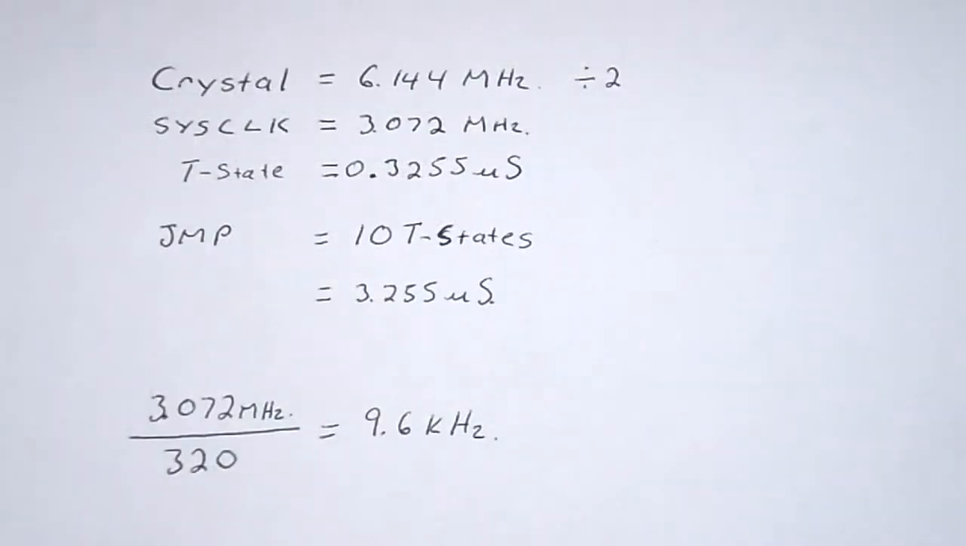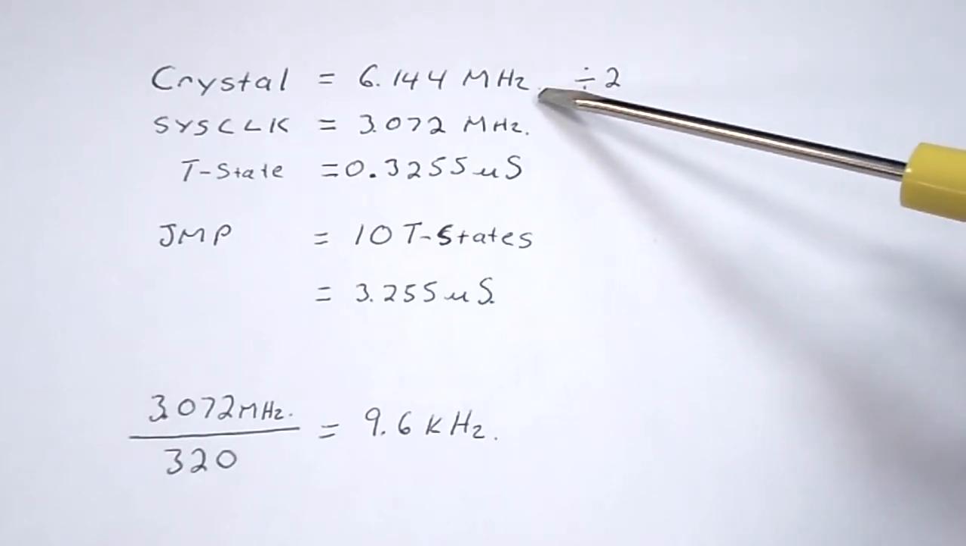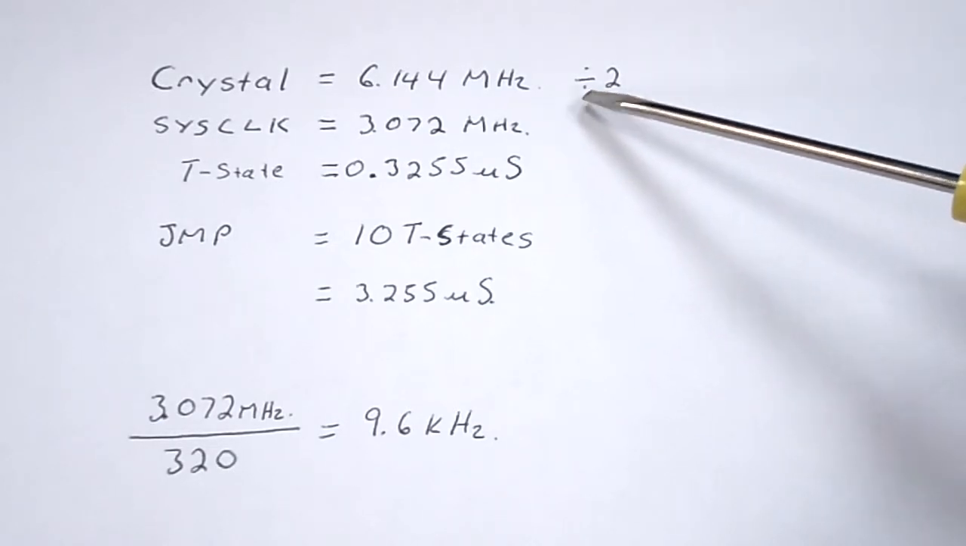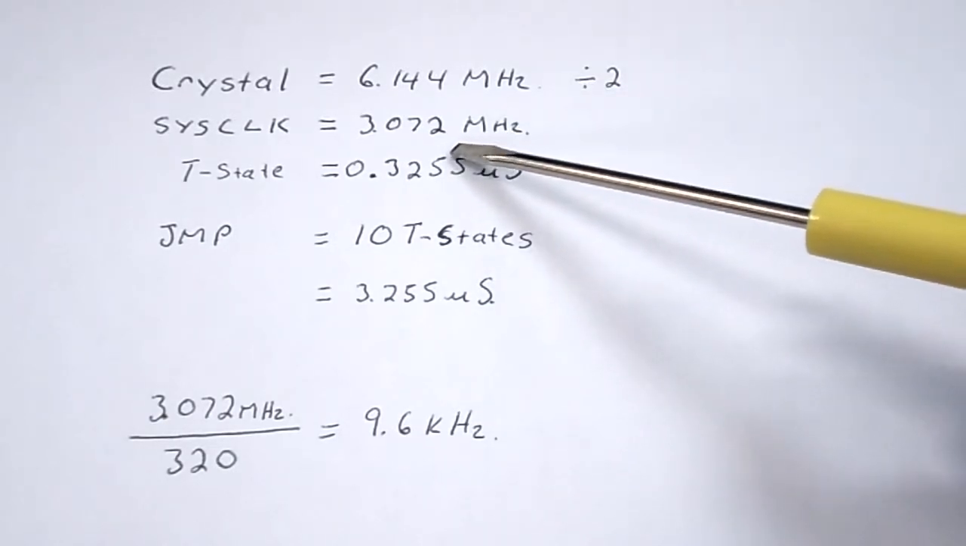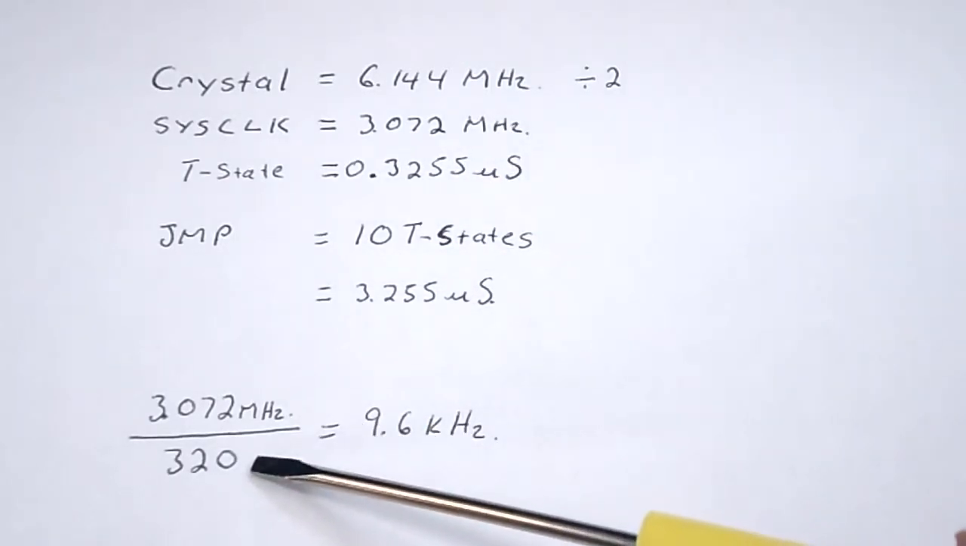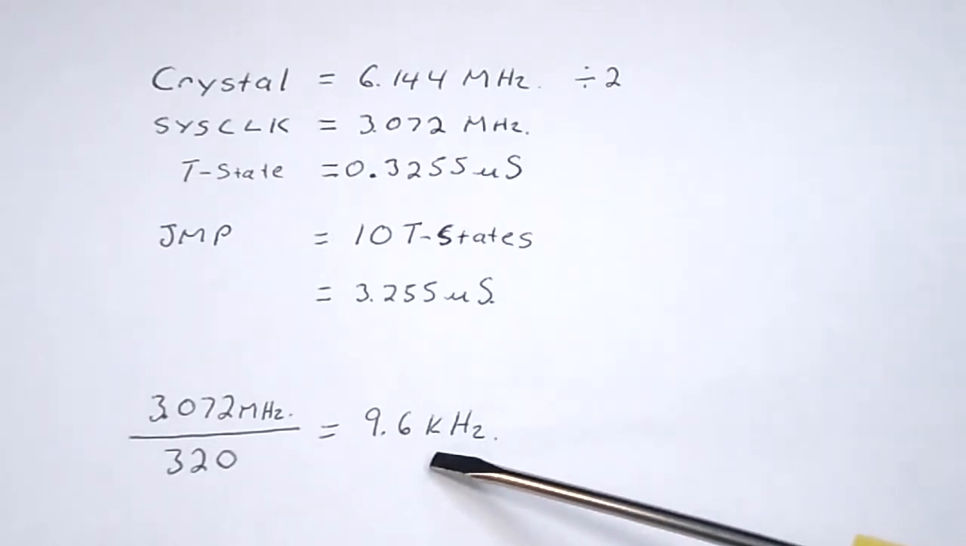So one last question you might be asking is about the crystal. Why is it an odd number? Why isn't it exactly 6 megahertz? Why are we using 6.144? The answer is the CPU divides that signal by 2, generating a system clock of 3.072 megahertz. Now when you divide this by 320, you come up with 9.6 kilohertz exactly. There's no rounding errors or anything.